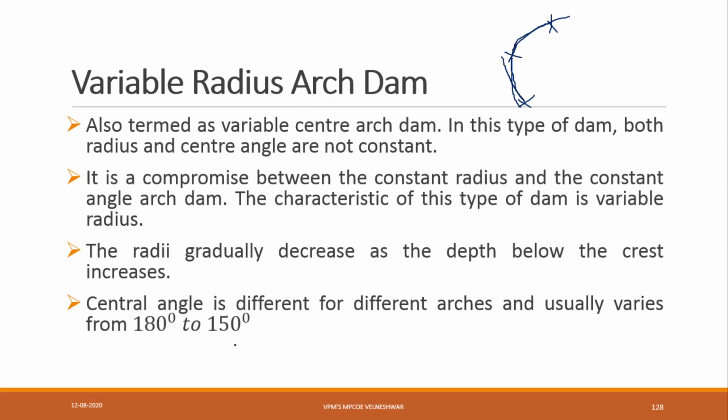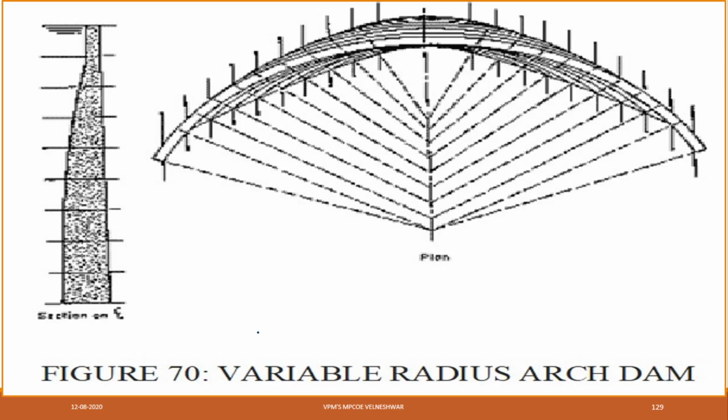Now the center angle is different for different arches and usually varies from 180 to 150 degrees. Based on our structure and based on our river flow, we have to decide this value. Now this is our variable radius arch dam. Here you can see plan and elevation also. Here the radius is more, and here the radius is somehow less.